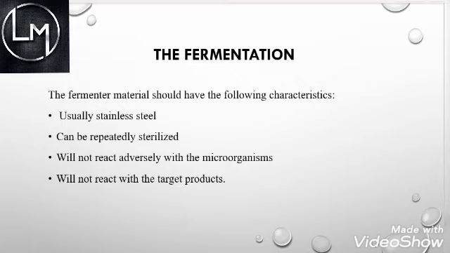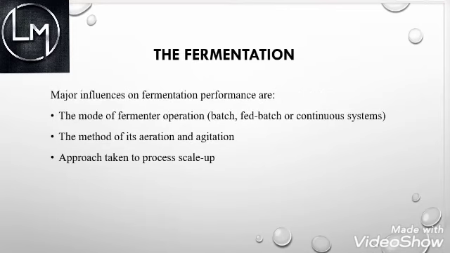Major influences on fermentation performance are the mode of fermenter operation. For example, whether we are using batch or fed batch or a continuous system. All these systems we will study in the future lectures. Another is the method of aeration and agitation. Aeration is the process by which air or oxygen is provided to the microorganism, while agitation is the stirring of the initial fermenter product.